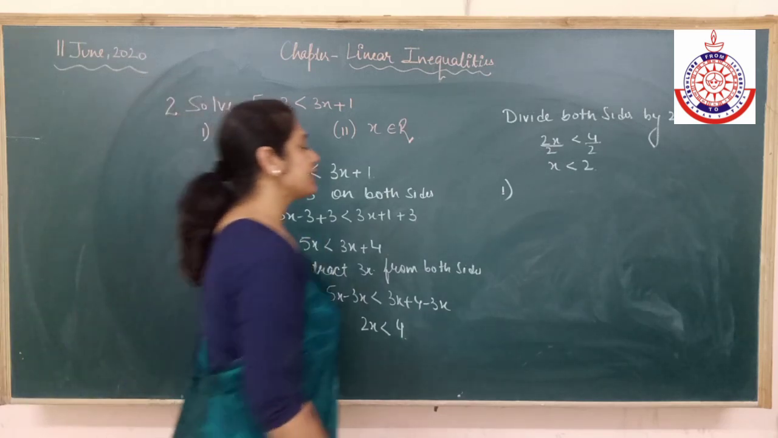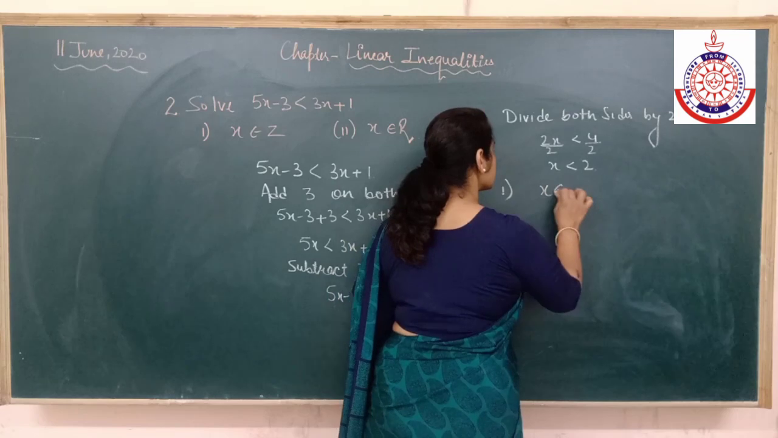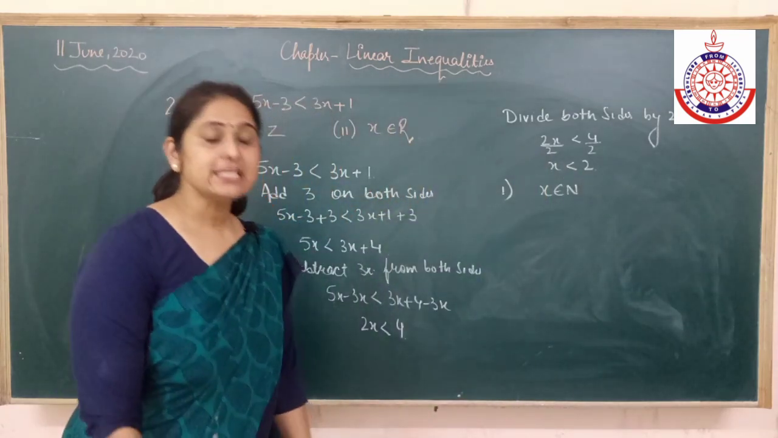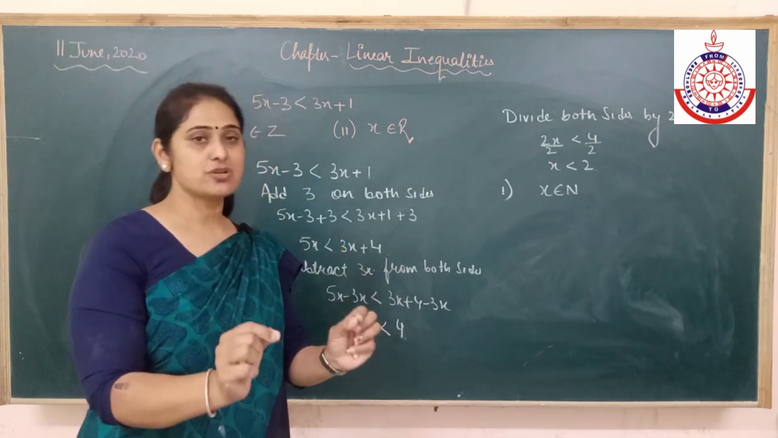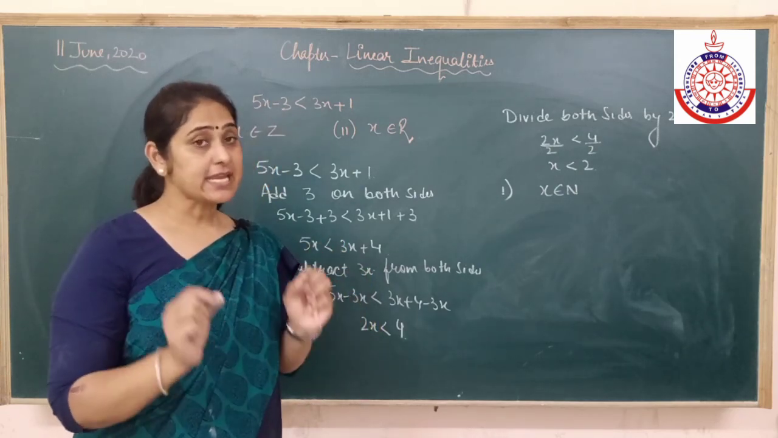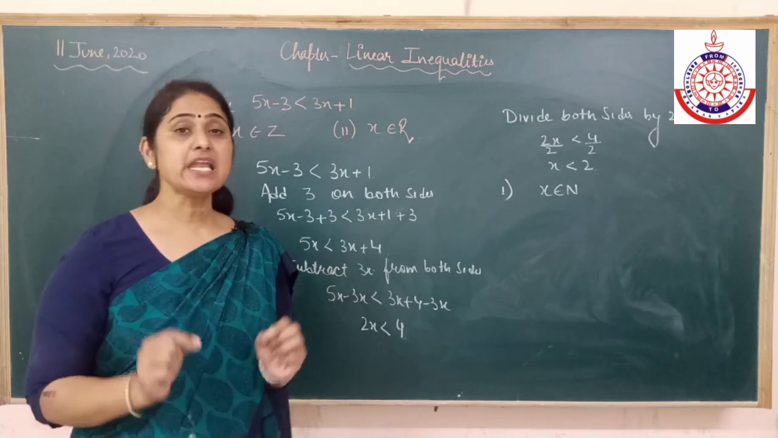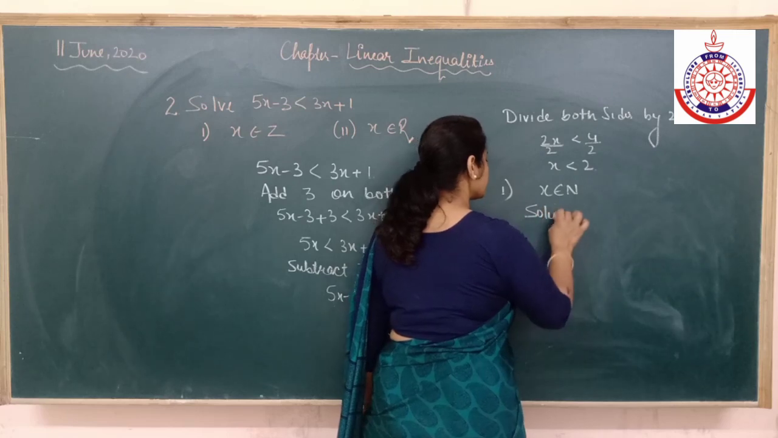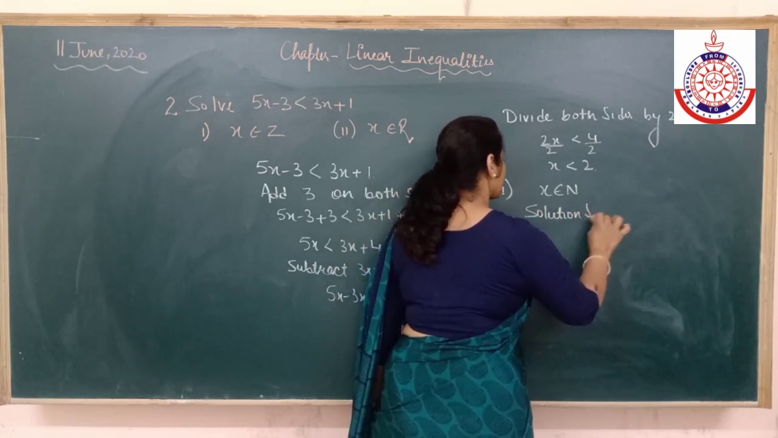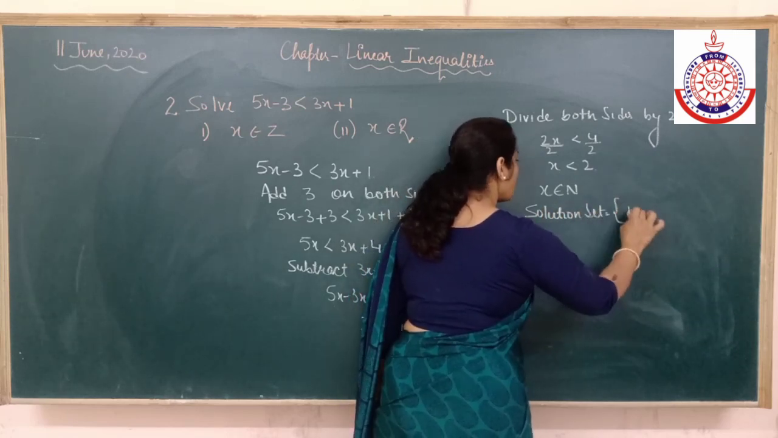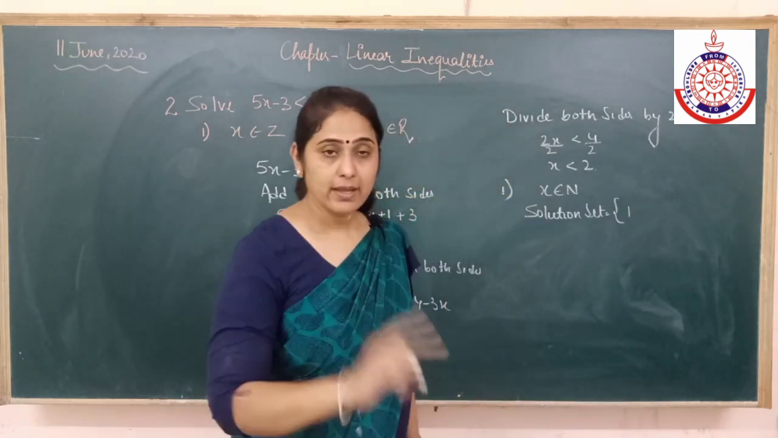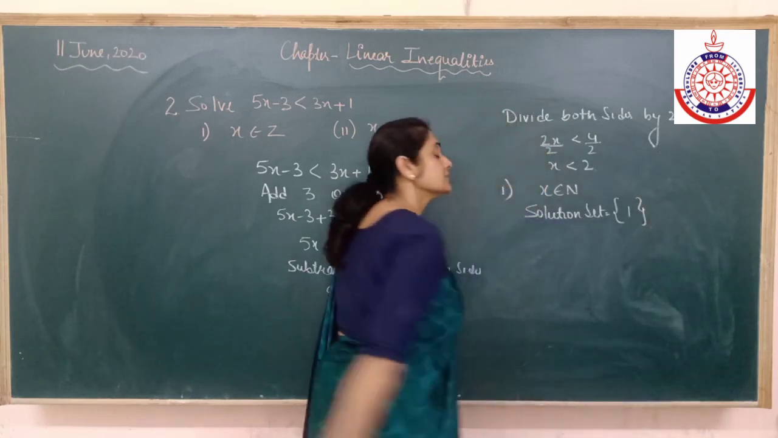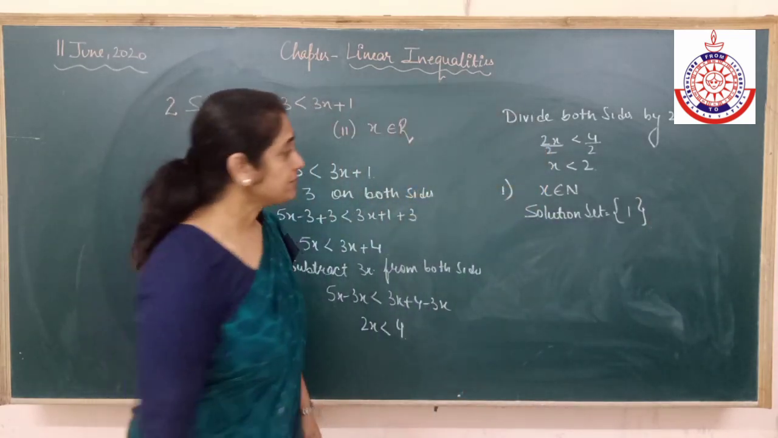Now we have to categorize according to the given conditions. What is given to me first of all? X belongs to N. That means I need to write down all the natural numbers which are lesser than 2. So which are the natural numbers which are lesser than 2? What is my solution set? Natural number starts from 1. 1 and less than 2. So that means only 1. Clear, children?